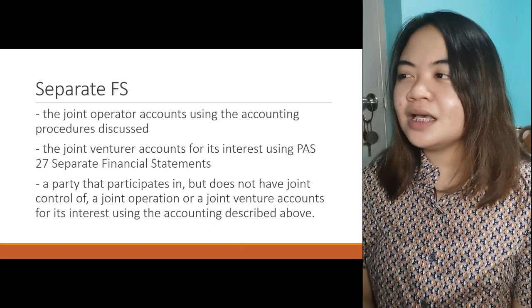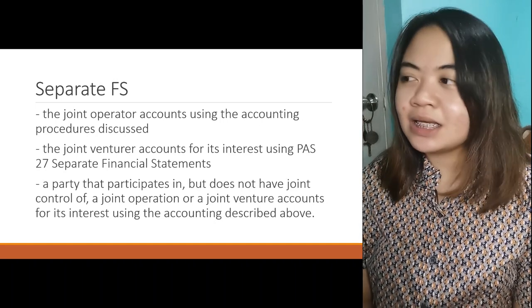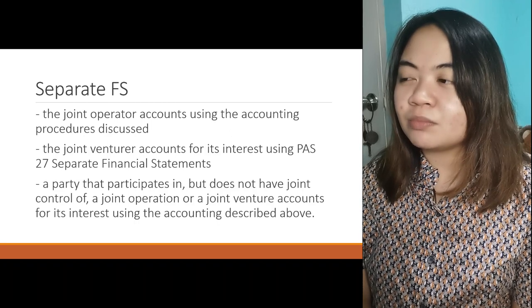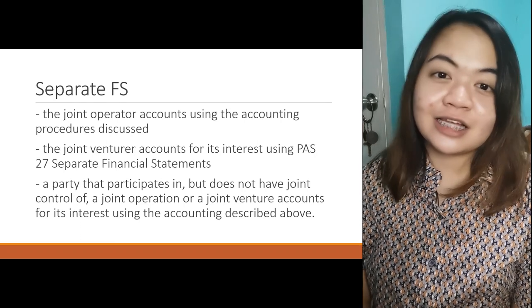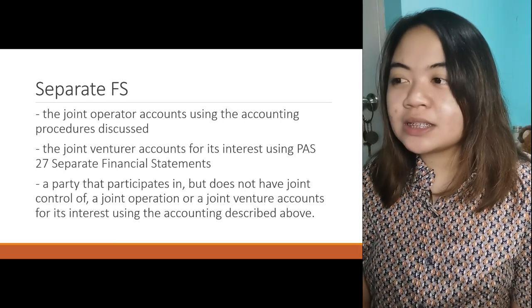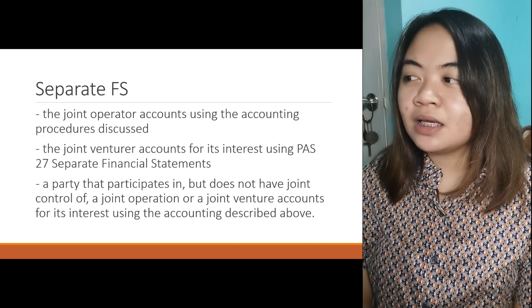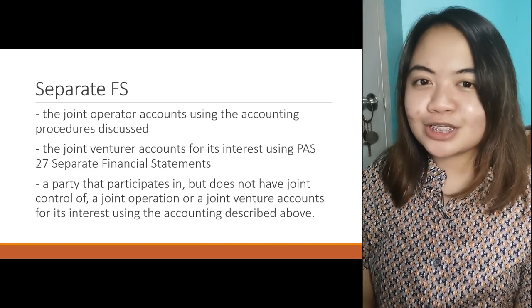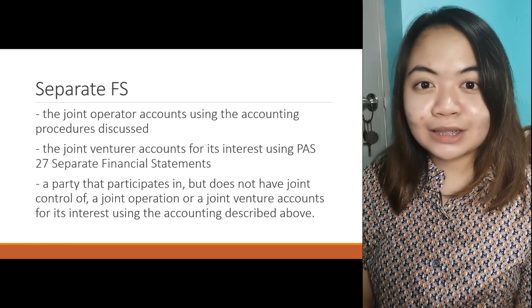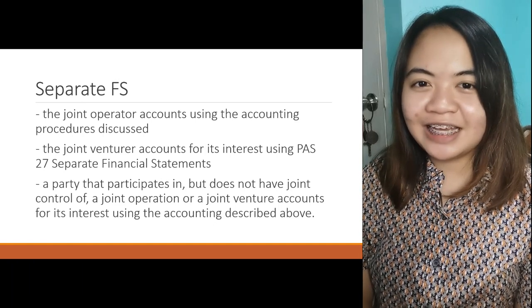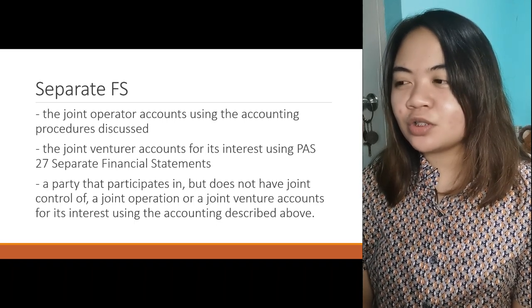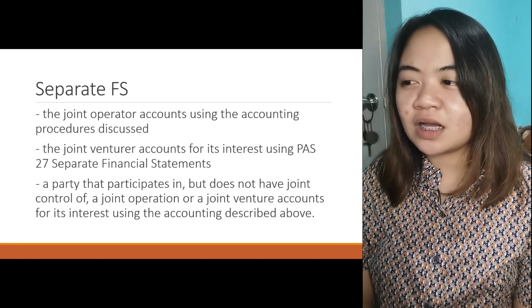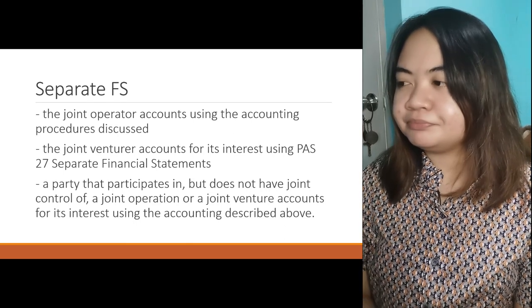Okay? How about sa separate FS? How do you present this? So, sa joint operator, accounts using the accounting procedures discussed, yung joint operations yung ginagawa natin, okay, kay Dayon, kay San, at kay Momo. Sa joint venturer, this is actually accounted for using PAS 27 separate financial statements. So, i-discuss pa natin yan, okay? Kasi yun ay sunod na lesson. Okay? A party that participates in but does not have joint control of a joint operation or joint venture accounts for its interest using the accounting described above. Okay?